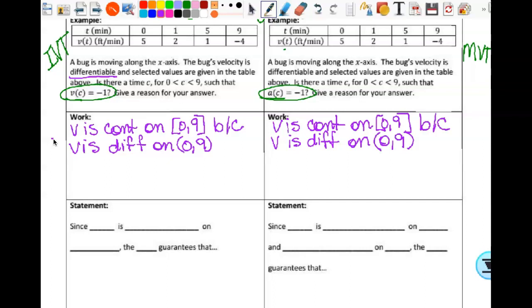All right, so then we need a little bit more work here. On both of these, you want to find what the endpoints are. So we're going to want V of 0 and V of 9. So far our work looks pretty much the same, right? So V of 0 is 5. V of 9 is -4. Agree with that? So same thing over here. V of 0, V of 9. It's 5 and -4.